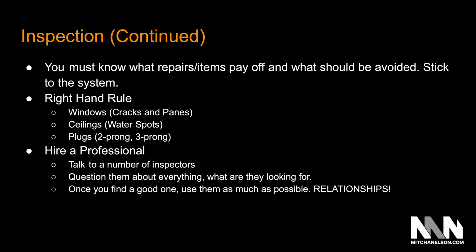Now, you must know what repair items pay off and what should be avoided. Stick to the system. We're going to talk about this in a future module, when we get into the module that discusses the 5 things. That's the system. Those are the things that we are willing to spend money on to force appreciation in the home. Everything else we try to avoid. So some of the items that come back on the inspection aren't going to be important. Some of the items that come back on the inspection are going to be very important, right?